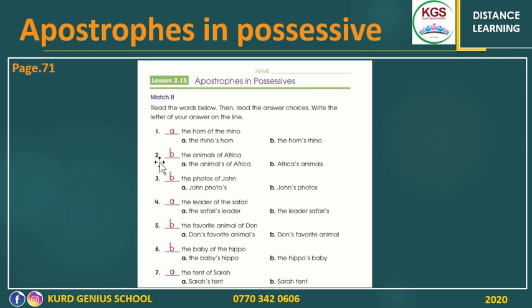Number two, the animals of Africa. If we are going to find out where is the possessive, let's find it out. Is it letter A, the animals of Africa, or B, Africa's animals? Of course, it's B because it talks about animals that are in Africa. Animals in Africa, so it is gonna be Africa's animals.